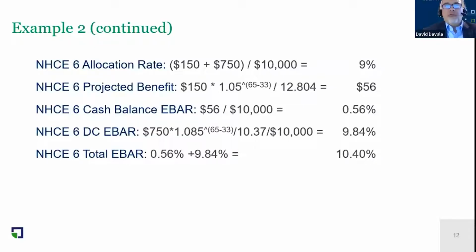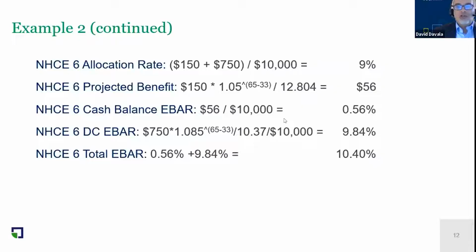The projected benefit for NHCE 6 is the cash balance credit of 150 projected to age 65 at the cash balance crediting rate of 5%. It is then divided by the plan's age 65 annuity factor to get $56. The projected benefit is then divided by the compensation to get an EBAR of 0.56%. NHCE 6's DC EBAR is the same calculation as in sample one and is 9.84%. Total EBAR for NHCE 6 is 10.4%.